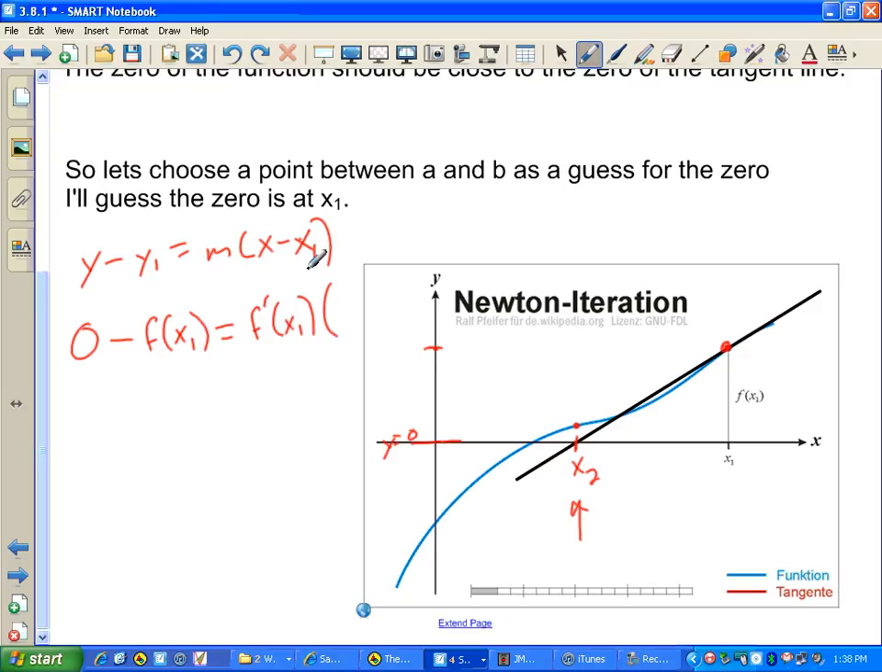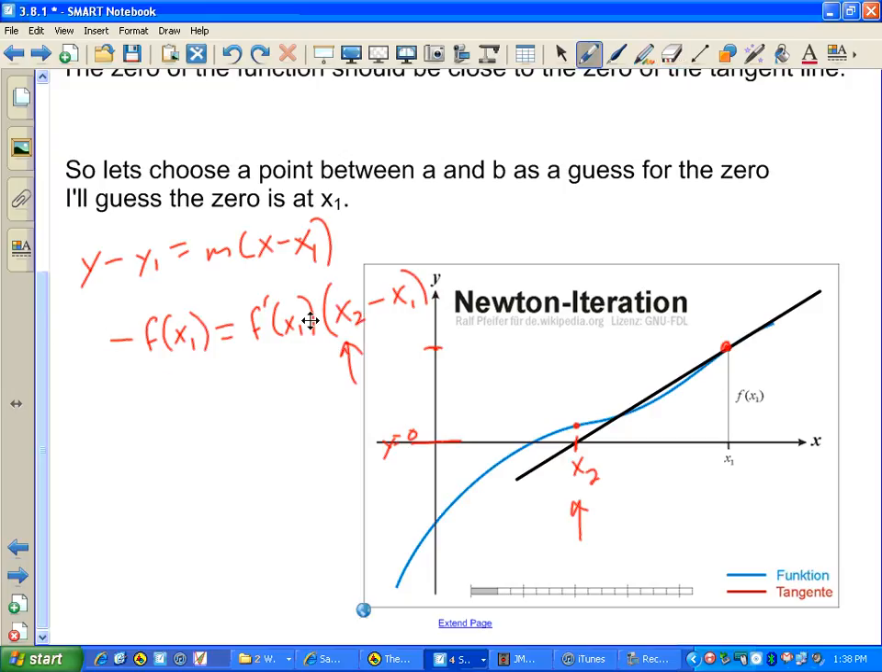X is this. I want my next x. Okay, so x is really what x2 is. I want to know what x2 is. And then I'm going to subtract x1, which is still x1. Okay, I want to know what x2 is. I want a formula for that so I can easily get my next x value that I'm going to use. So I'm going to solve this thing for x2.